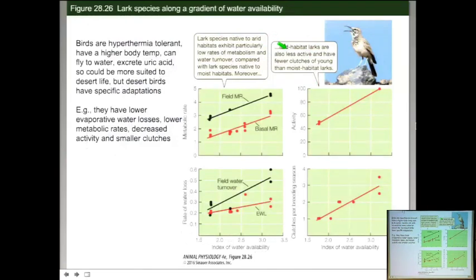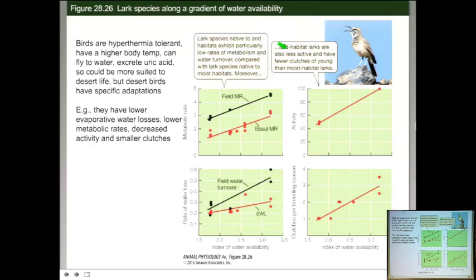As far as being hyperthermia tolerant, birds tend to be fairly hyperthermia tolerant. Mainly, one of their advantages is they have a higher body temperature. Their body temperature is 39 degrees compared to mammals 37 degrees. Also, they can fly to a place where there's water, so they don't have a limited range. If water's within their range, they can fly to it at a longer range. And they excrete uric acid. It's insoluble, so they don't have to lose water to excrete the uric acid. And so in general, the overall design of birds makes them more favorable to desert life.